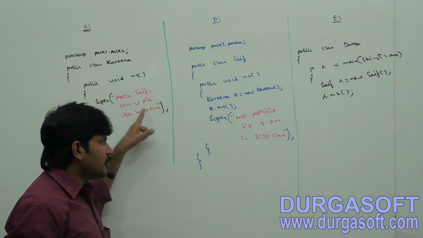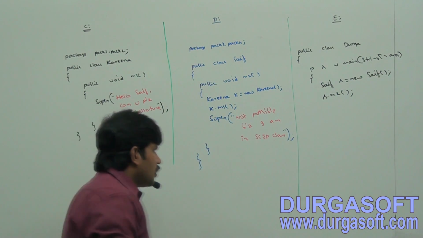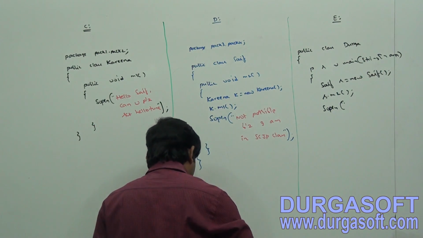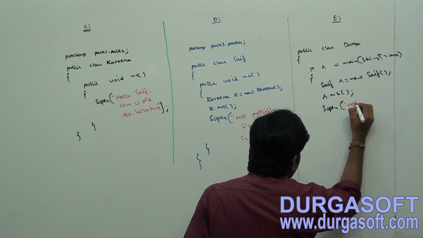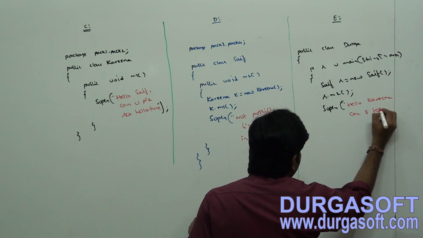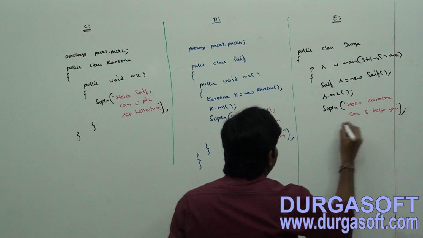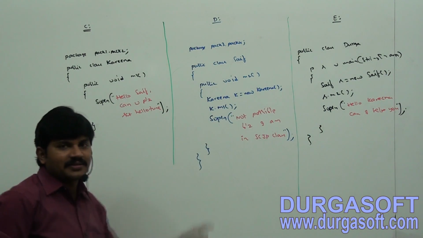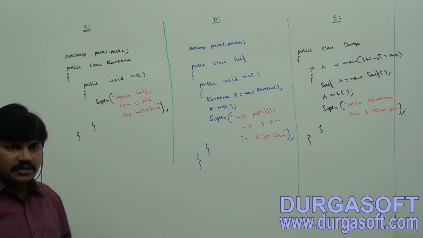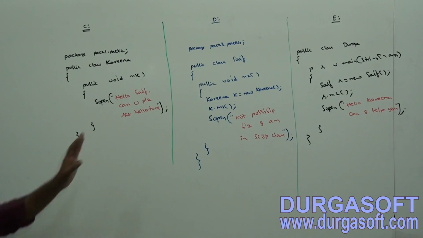So "Hello Saif, can you please set hello tune?" "Not possible because I am in SCJP class." Like it's going to be printed. Now System.out.println SOP of "Hello Karina, can I help you?" Who is telling this statement? Durga is telling, because I am taking it within the Durga class. So these are the three locations, like three different classes, package statements are there and so on.